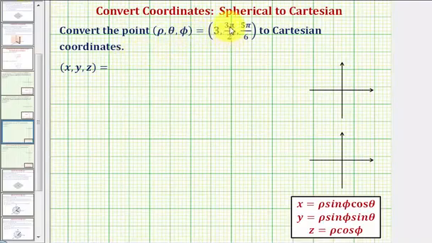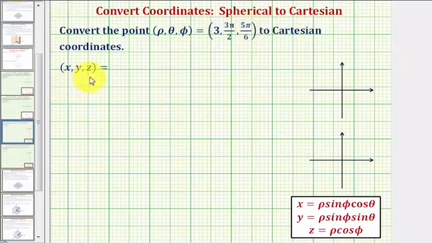Convert the point (3, 3π/2, 5π/6), which is given in spherical coordinates, to Cartesian coordinates, or rectangular coordinates. So our goal here is to find the coordinates x, y, z, given that we know ρ equals 3, θ equals 3π divided by 2, and φ equals 5π divided by 6.